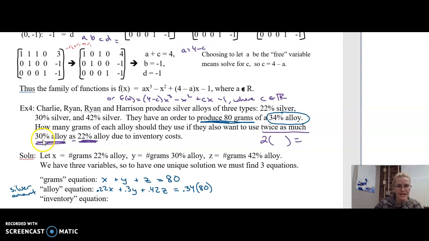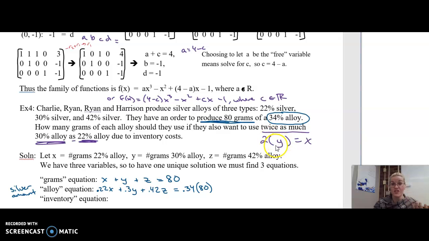I want twice as much 30% alloy. So the 30% alloy was our y. So would it make sense to say I want 2 times y to equal our 22%, our x? Does that make sense? They want twice as much of the 30%.